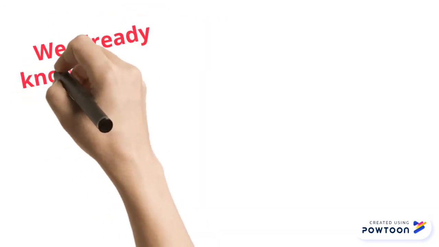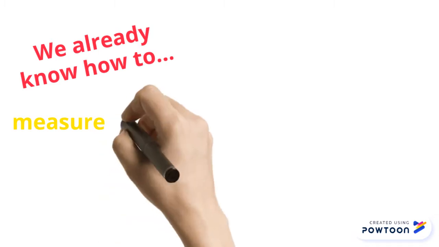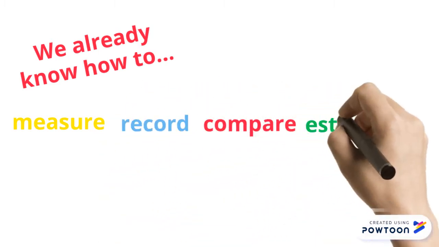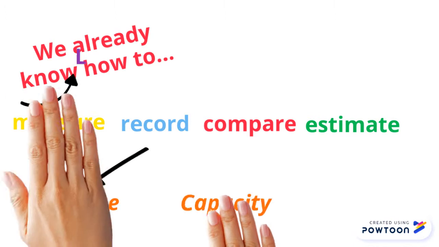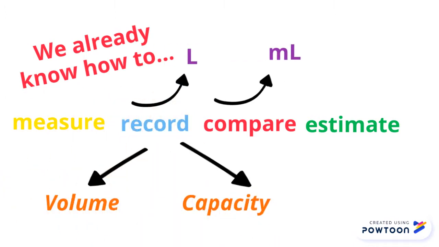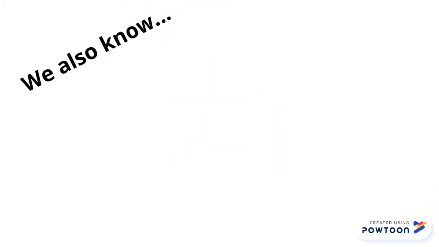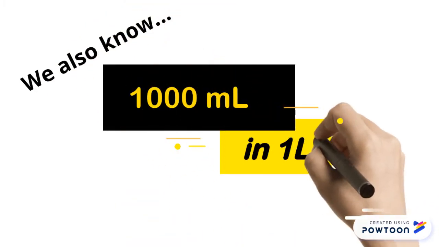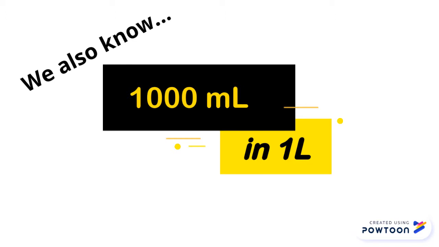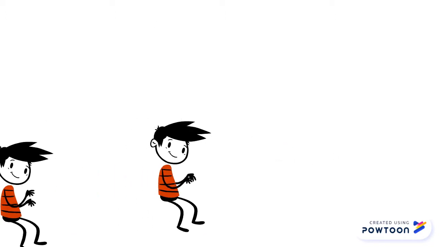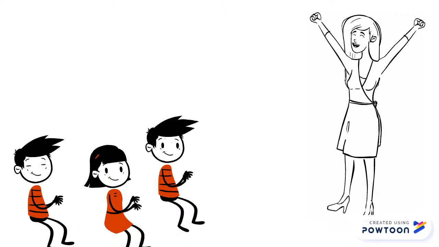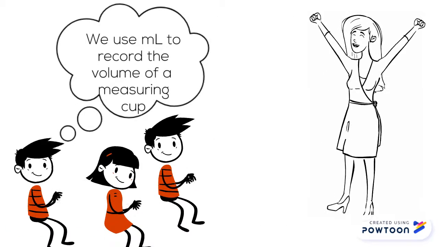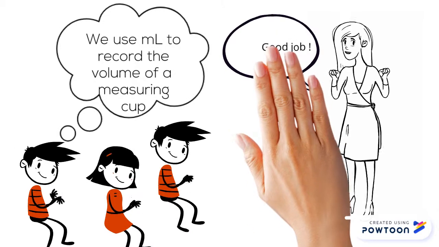After the last few lessons, we should already know how to measure, record, compare, and estimate volumes and capacities using litres, millilitres, and cubic centimetres. We also already know that there are 1,000 millilitres in 1 litre, and we know to use the millilitre as a unit to measure volume and capacity. And last but certainly not least, we now know how to record volumes and capacities using the correct abbreviation for millilitres.